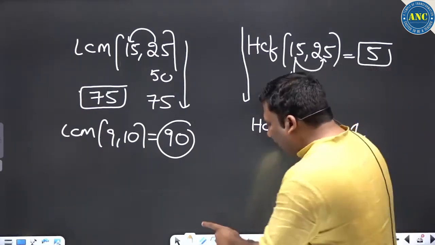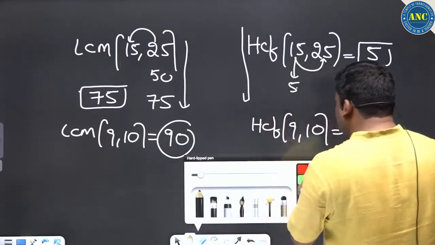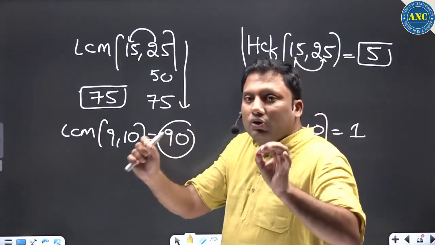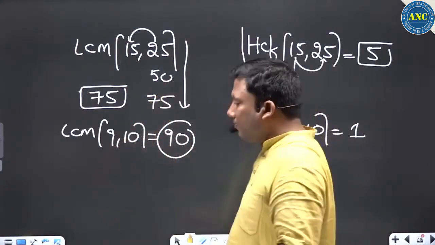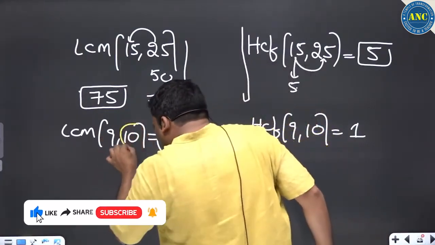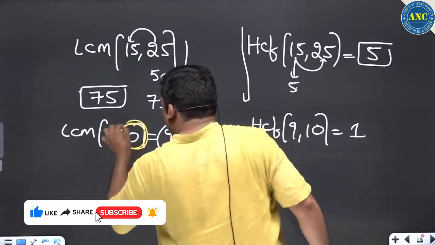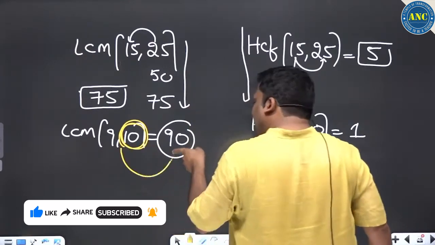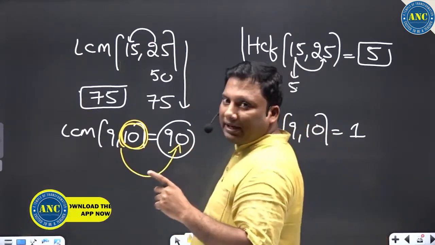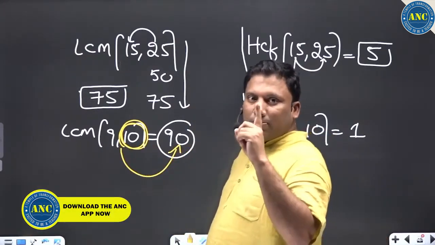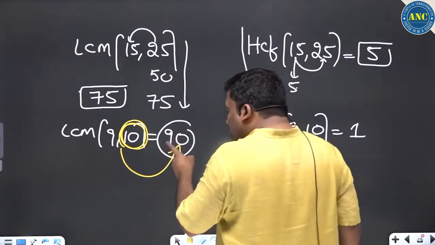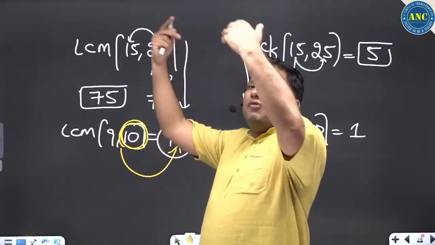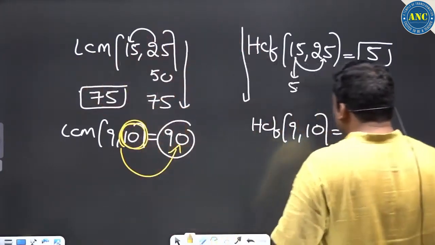Now, very, very important key point. Please listen carefully. Whenever you are doing an LCM, if one number is divisible by 5, the answer will also be divisible by 5. Again, I am repeating. If one number is divisible by 5, answer will also be divisible by 5. One number is enough for the answer option.